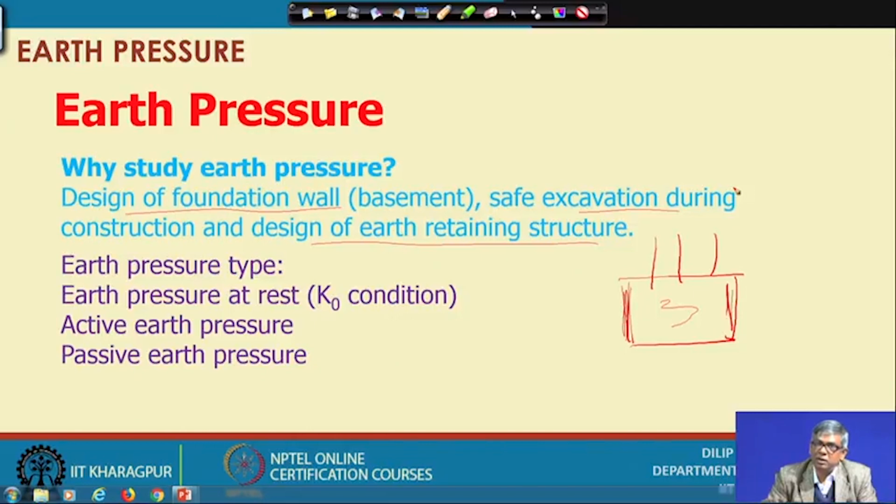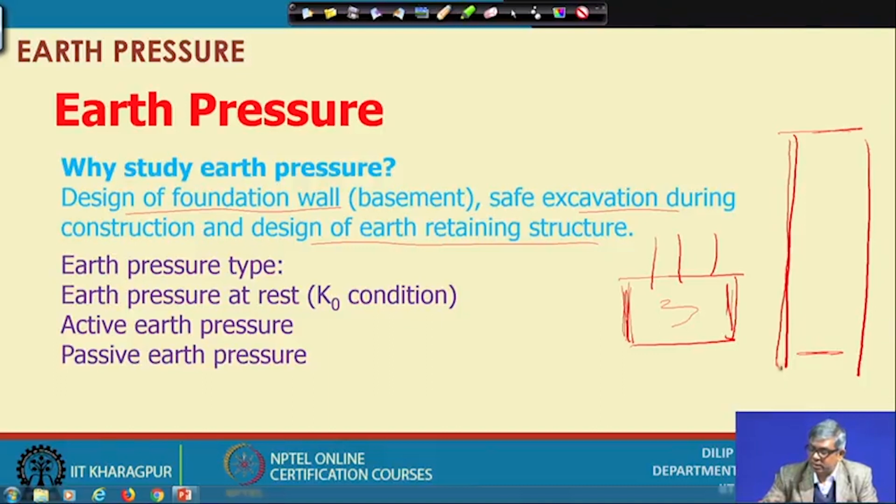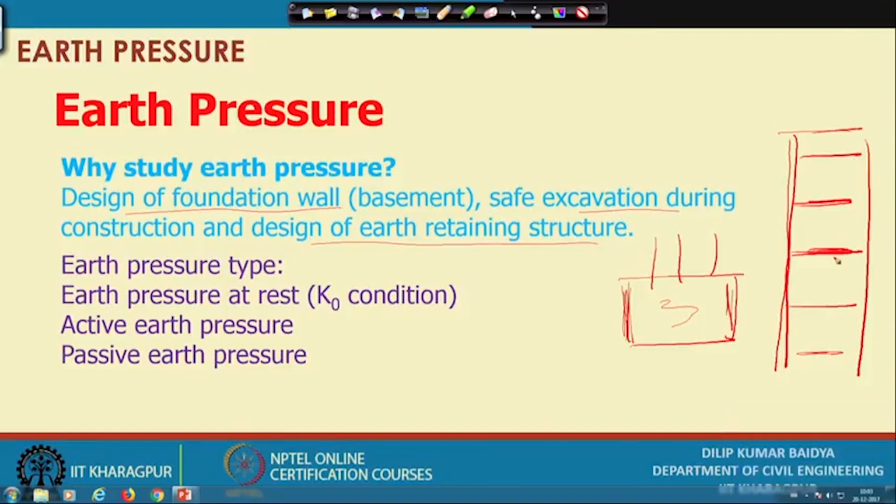Suppose in a metro rail cut and cover method, you have to cut quite deep. The metro rail is maybe somewhere here, and the surface is somewhere here. Such a high wall cannot stand just like that. So, we have to give intermediate support. There is some design involved: what will be the support, what is the cross section, what is the spacing. To find that out, you need to know the earth pressure. So, these are various areas requiring earth pressure theories.